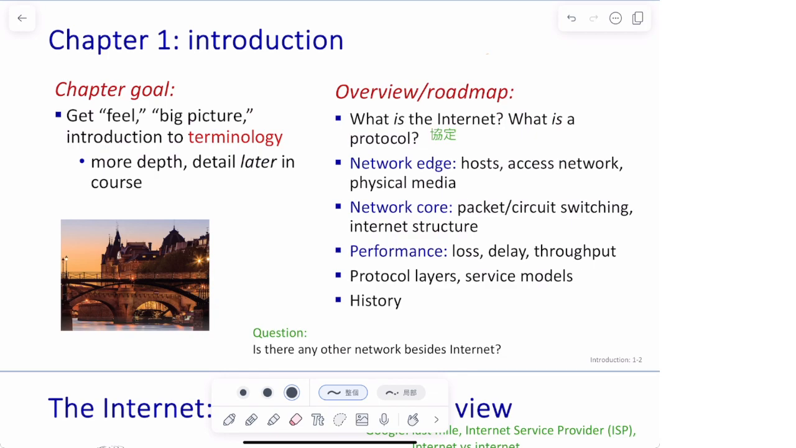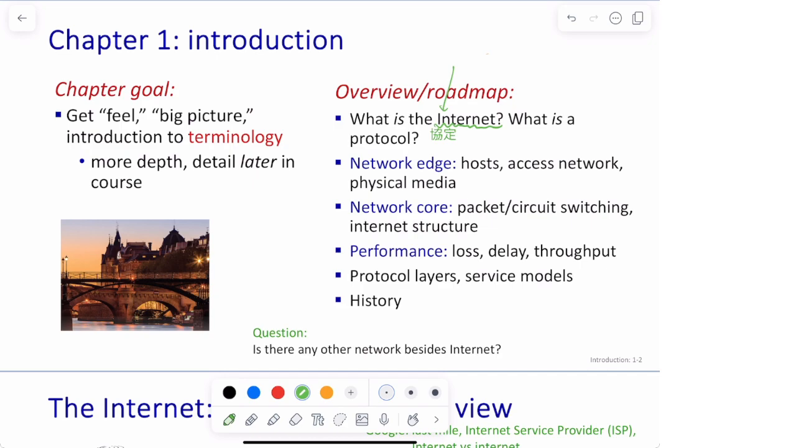So we will go over all these six sections. The first one is what is the Internet, and make sure you understand this specific word, Internet. Okay, that is capital I. So it is not just a general term. It is exactly the computer networks we are currently using right now.